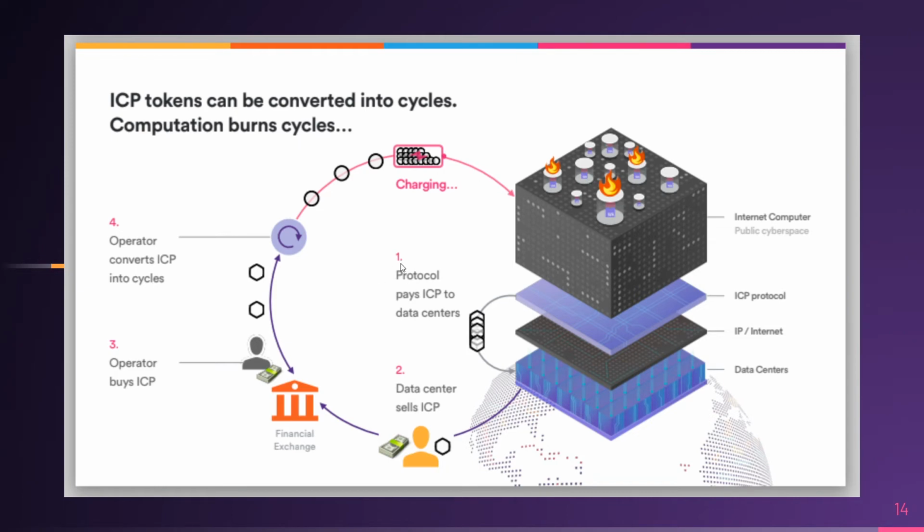All right, so starting at step 1, the protocol pays ICP to data centers, and then the data centers sell those ICPs to financial exchanges, and then the operators buy that ICP. Operators then convert the ICP into cycles. Why do they convert their ICP into cycles? Because then they later get rewarded more ICP tokens, which is essentially creating passive income for them. Those cycles get used for the canisters, and then it repeats the entire process.